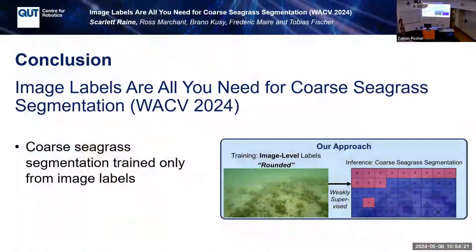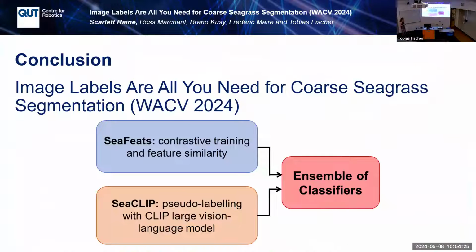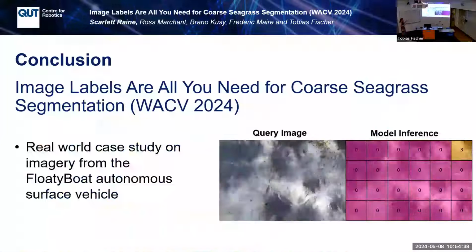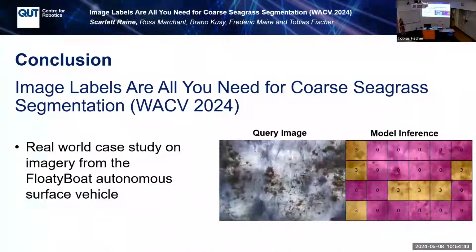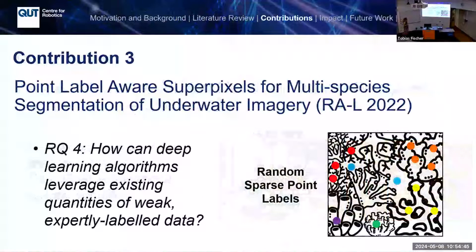So in this work, we've contributed a coarse seagrass segmentation approach trained only from image level labels. We contributed 2 complementary classifiers, the first based on contrastive training and feature similarity, and the second which leverages the CLIP large vision language model, and showed that the ensemble improves the performance. And then we performed that real-world case study on imagery from an autonomous surface vehicle. This leads now into our third contribution, label-aware superpixels for multi-species segmentation of underwater imagery.